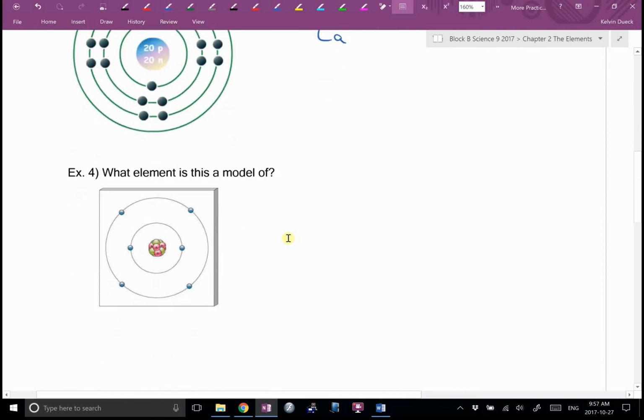What element is this a model of? Now, this is a 3-dimensional model, and I'm really not sure. There might be some protons tucked behind there that I can't see. I'm going to assume this is an atom because they did not put the square brackets and the ion charge, and that's why we do that, so I can also count the electrons. 6 electrons, I'll assume 6 protons. Carbon?